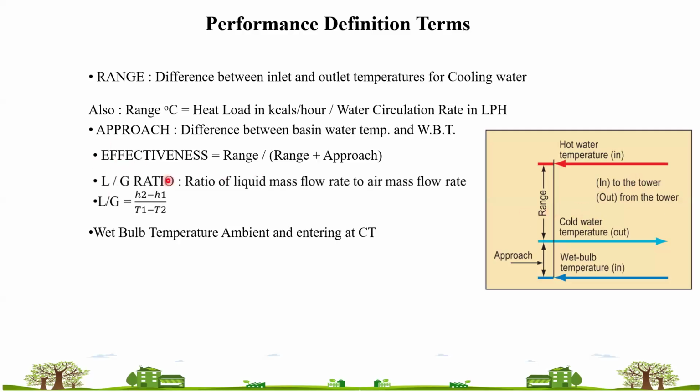Then L by G. L by G ratio means liquid to gas ratio. So liquid to gas ratio means the water flowing inside the cooling tower is the liquid. So it's a ratio of liquid to gas. Gas means air. Air is passing through the cooling tower. So that particular ratio of liquid to gas is called the L by G ratio.